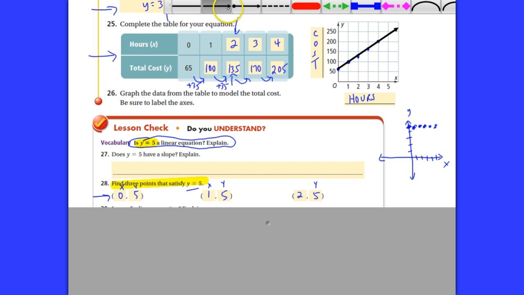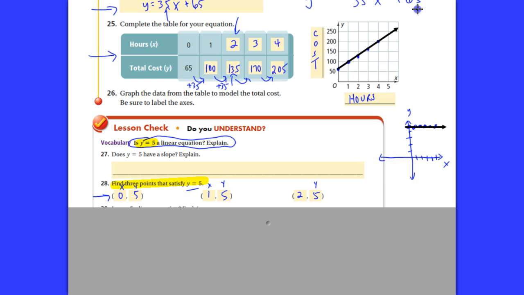All righty, look what we have now. We have a line that goes like this, a horizontal line that would extend forever in each direction. Right there. Okay, so now let's go back to 27 and answer this question. Does y equal 5 have a slope? Do you remember what the slope of this line is?